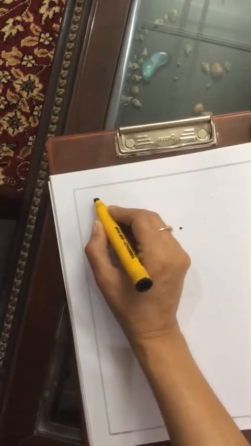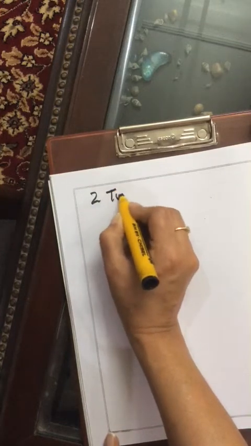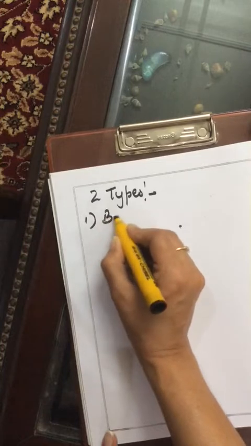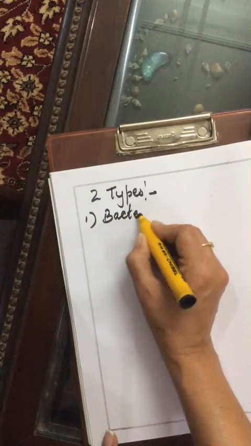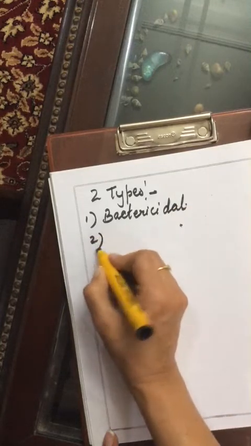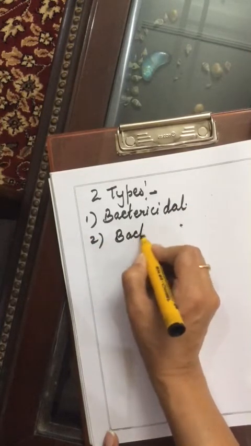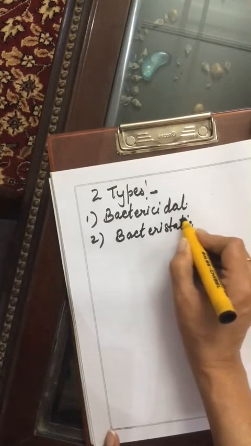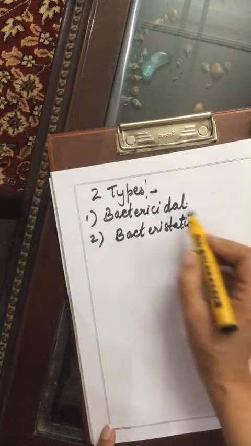Okay, we continue with our topic, antibiotics. Antibiotics are of two types: bactericidal and bacteriostatic. This we did last time.